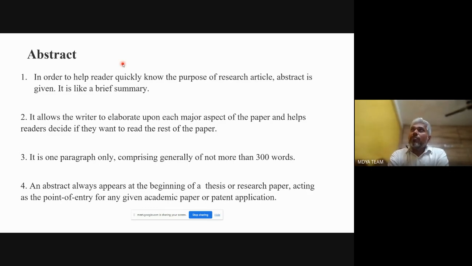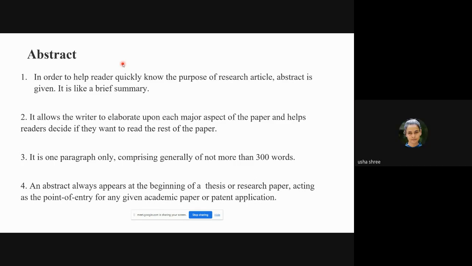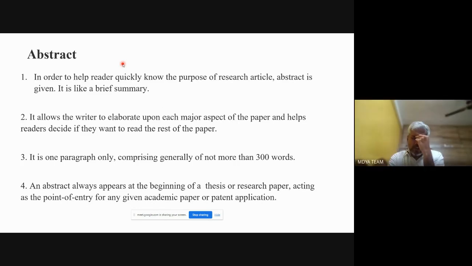Now we'll discuss the abstract. What is an abstract? An abstract is basically used when we write research papers, an article or a thesis. This is not part of the synopsis, right? No, it is not a part of the synopsis. The synopsis part has already been done. Now we have come to another part, that is the abstract.